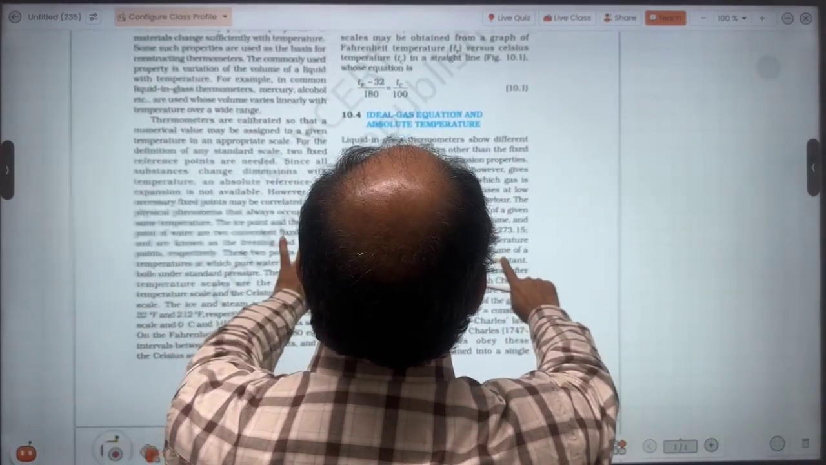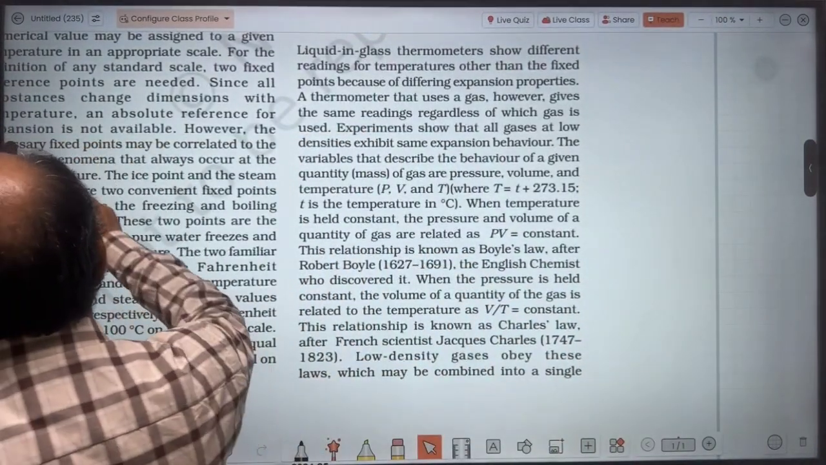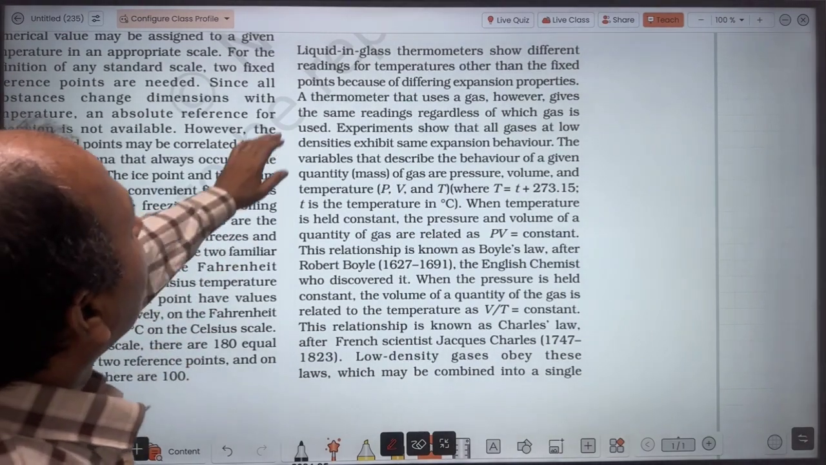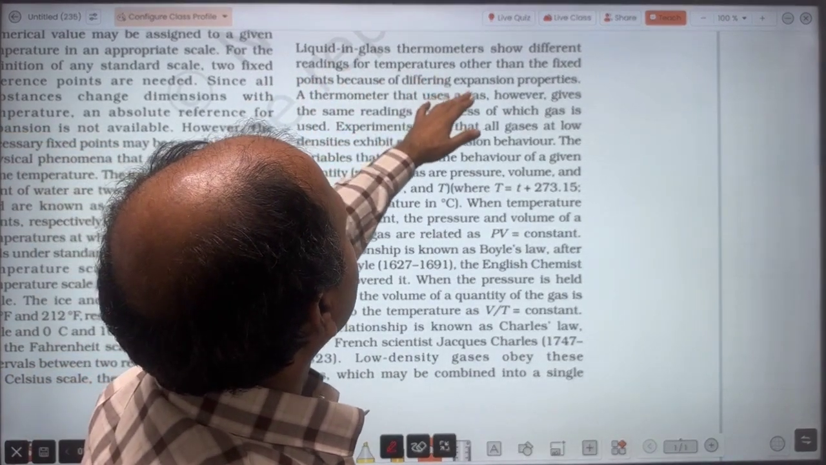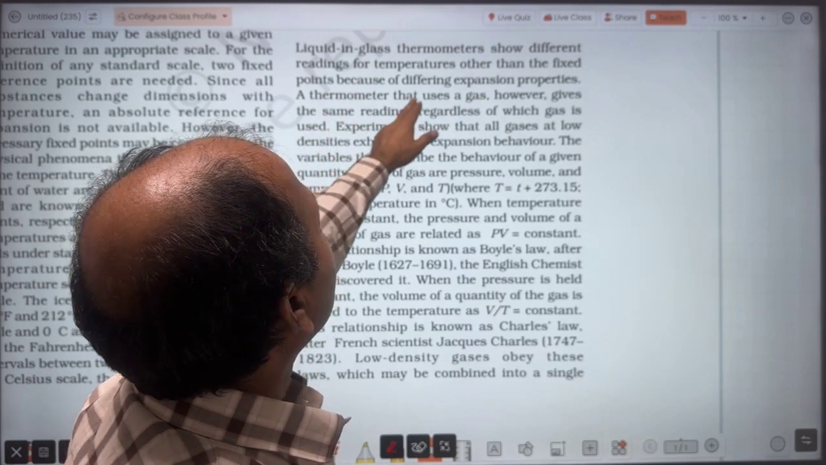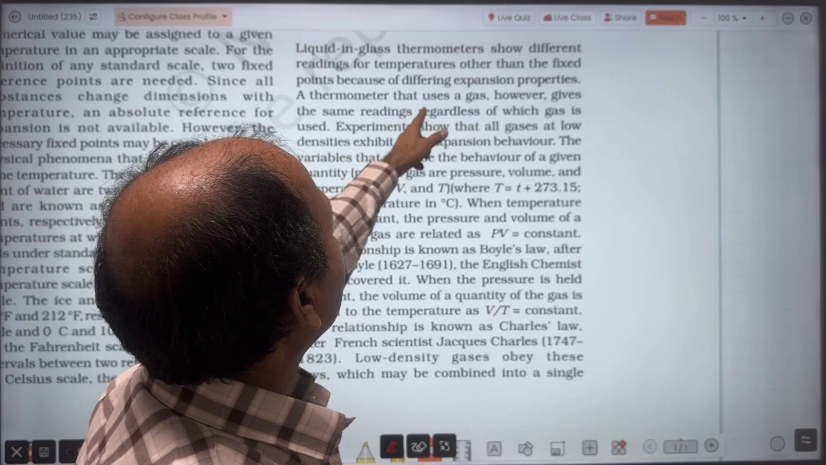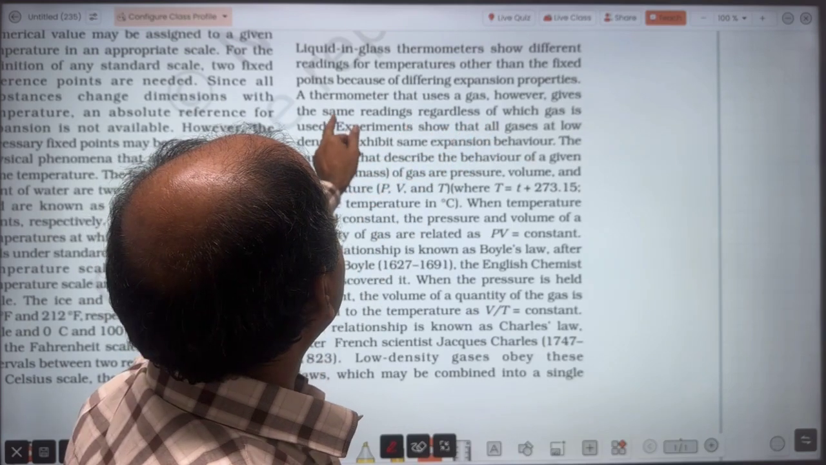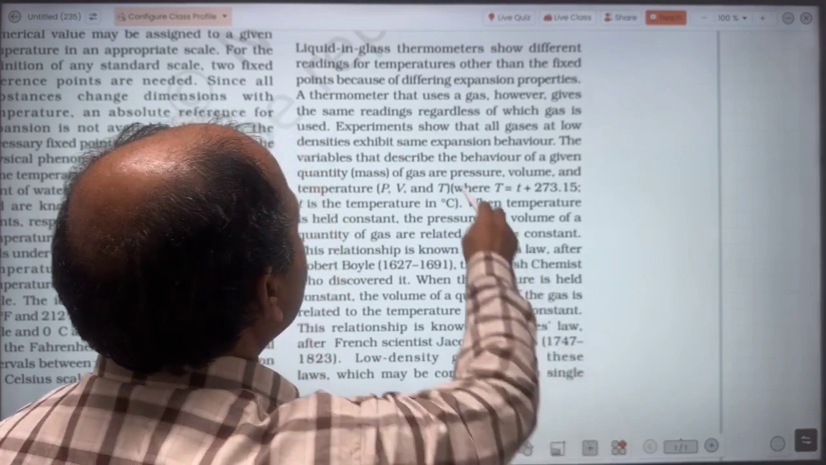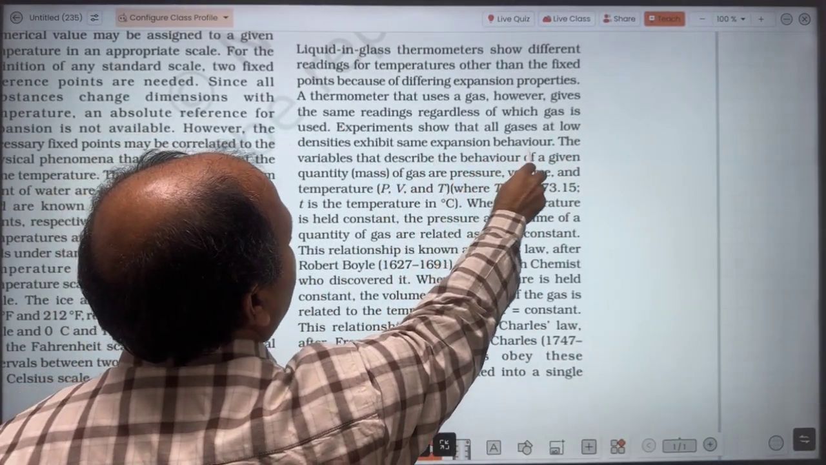Now here there are some important laws in this para. You will find all laws possible. So let's see one by one. Liquid in glass thermometers show different readings for temperatures other than the fixed points because of differing expansion properties. A thermometer that uses a gas, however, gives the same reading regardless of which gas is used. Experiments show that all gases at low densities exhibit the same expansion behavior.